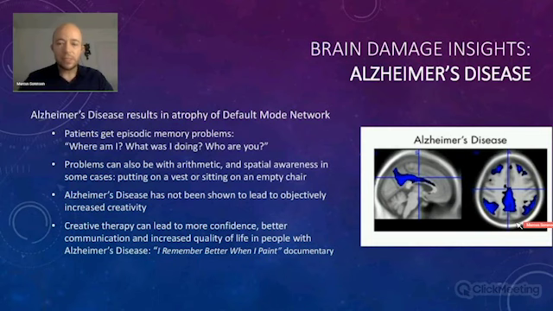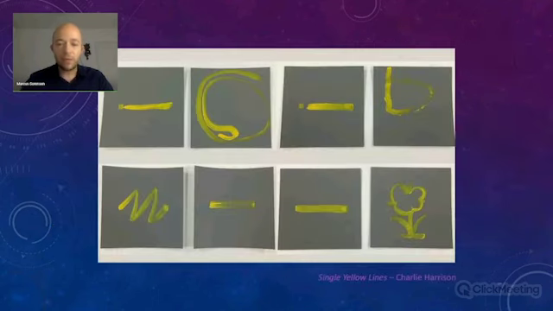So that's Alzheimer's disease. I've got a piece of artwork to show you from Charlie Harrison, who's in his mid-70s, and he paints. And here are some of his artworks, a little sequence of paintings here called Single Yellow Lines. So that is an example. Of course, not every person with Alzheimer's paints like this, but I just wanted to illustrate each of the different neurodegenerative conditions we're talking about today with a sample of the artwork that they might produce.